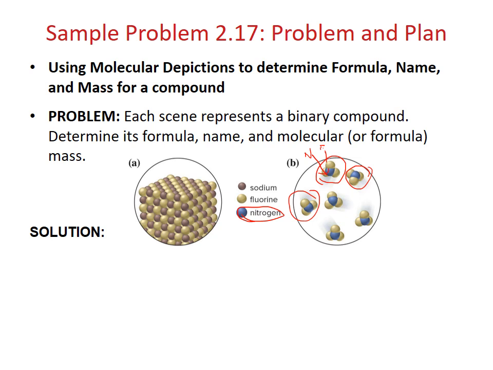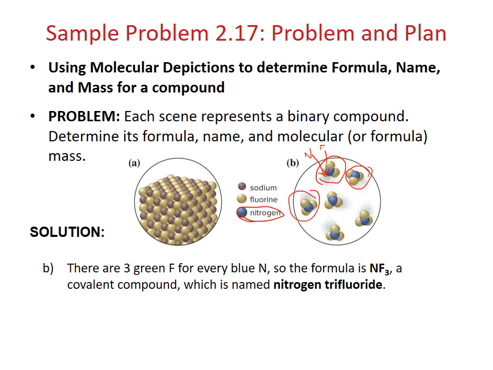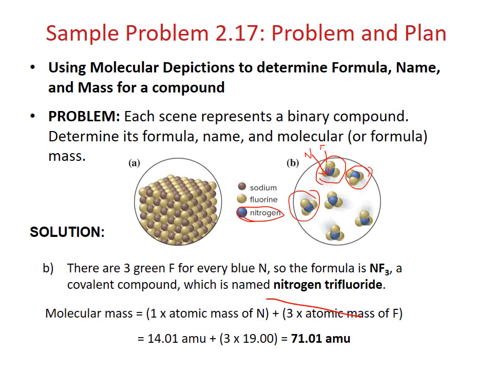And so this is a molecular compound, covalent bonds. But nitrogen is group 5, fluorine group 7, so the name should be nitrogen trifluoride. Okay, nitrogen trifluoride. And to calculate the molecular mass, then we use 1 times atomic mass of nitrogen, 3 times atomic mass of fluorine, and plug in the numbers, give you the molecular mass.